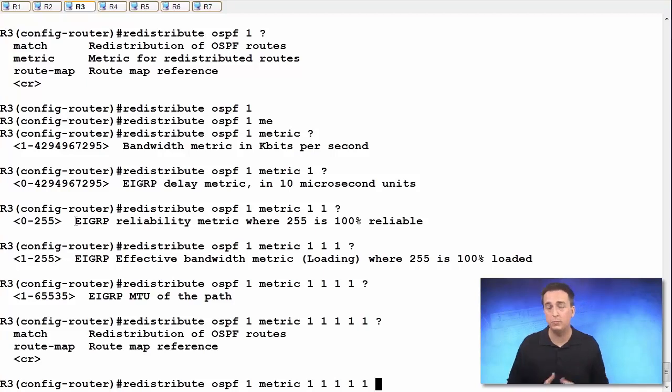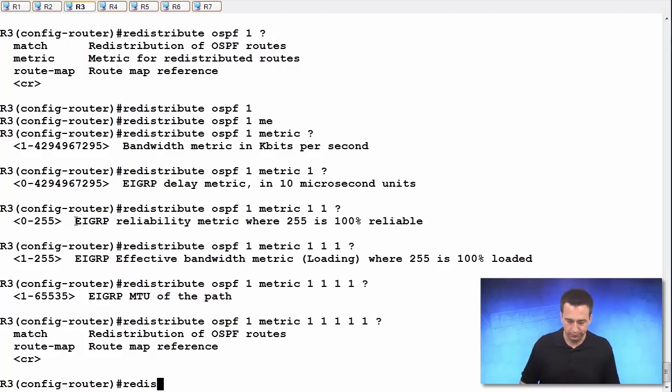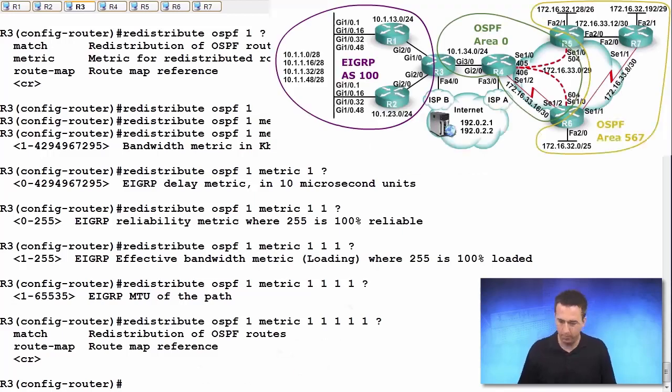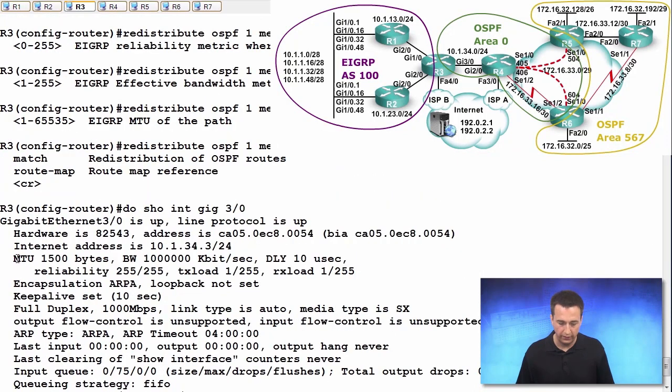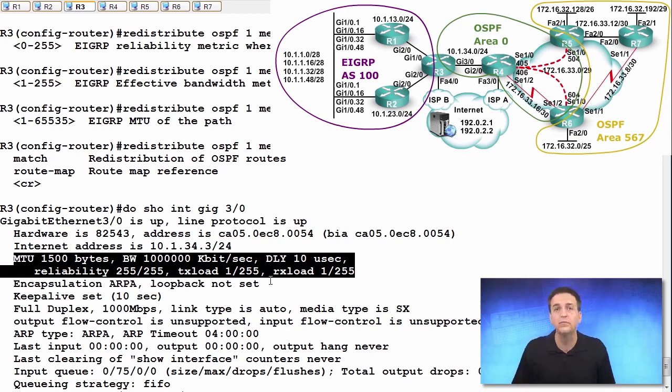So if you want to be more specific, what could you do? Well, if we go over to our topology, what is the exit interface that we're using to dive into that OSPF domain? It's gigabit 3/0. Do show interface gigabit 3/0. You could use these values right here if you wanted to. And that would be perfectly acceptable as well.